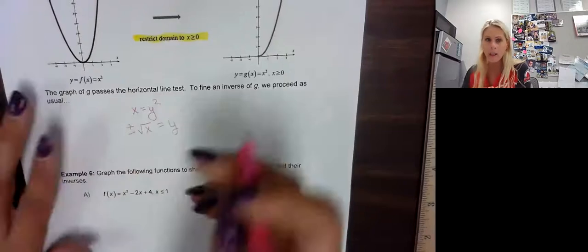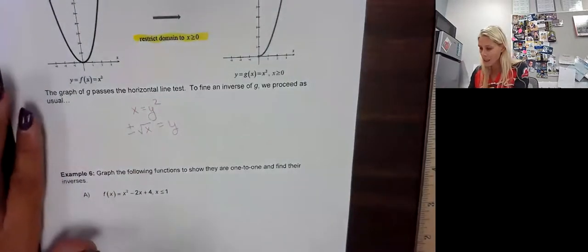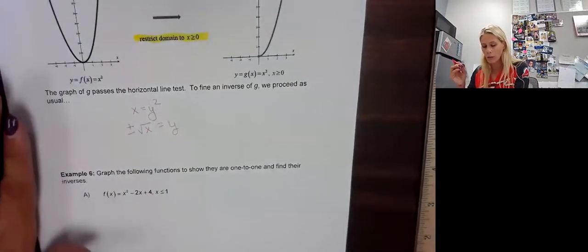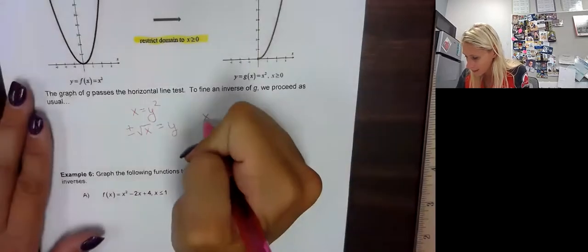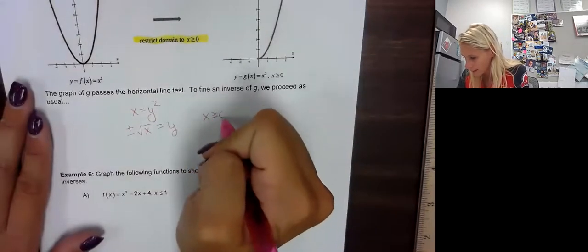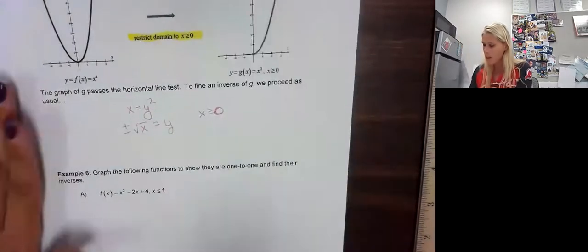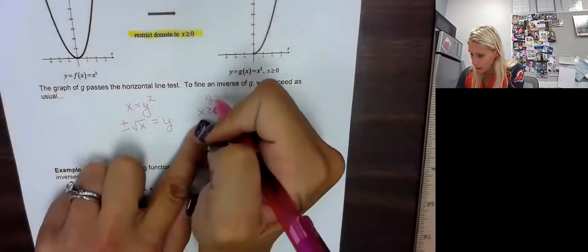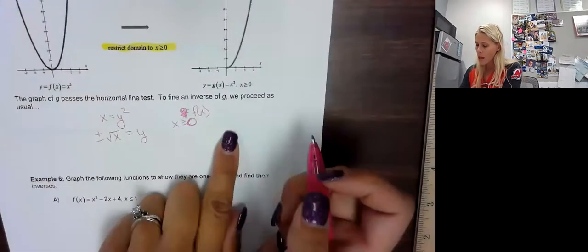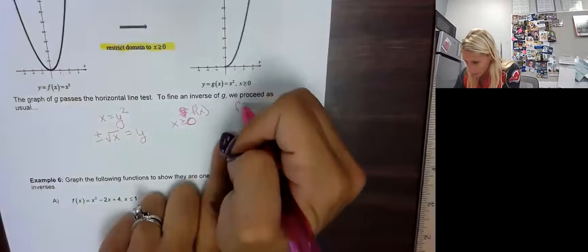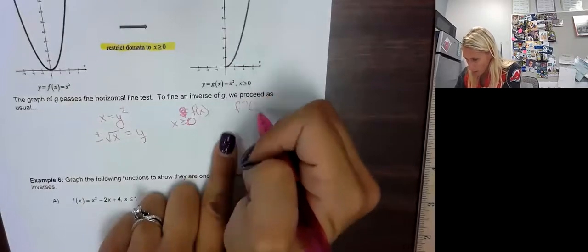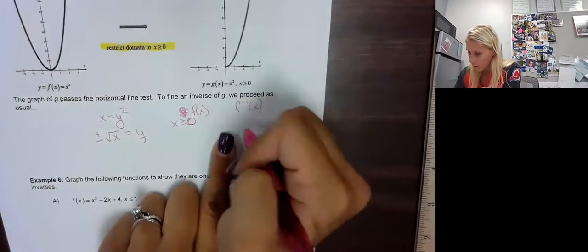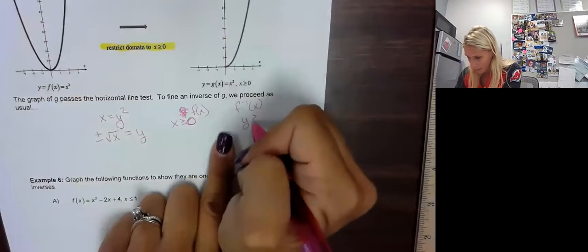Now I'm going to put y here because we're not done. The idea was that we were going to restrict it to x only being the positive values, right? So that means that if x on f of x, the original function, then our inverse, the inverse of y has to be positive, right?